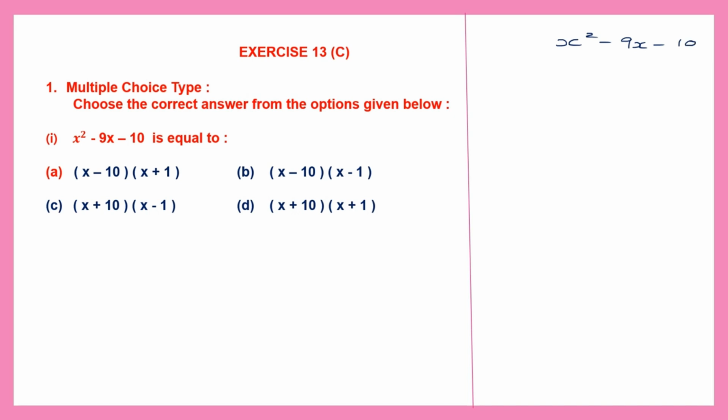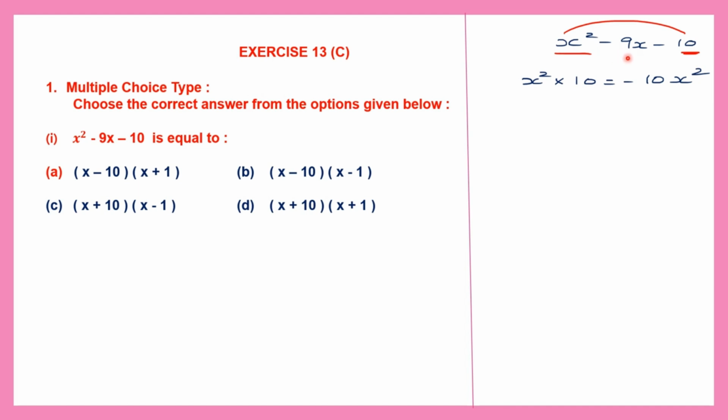So we're going to do this in a particular way. Now this is a trinomial and we are going to find the factors of this. So first thing we're going to do is we're going to look at the first term and the last term and we're going to multiply both. So when you multiply x square into minus 10, we get minus 10x square. So that's the first thing that we do. Multiply the first term and the last term and get this number. Now here we have minus 10x square.